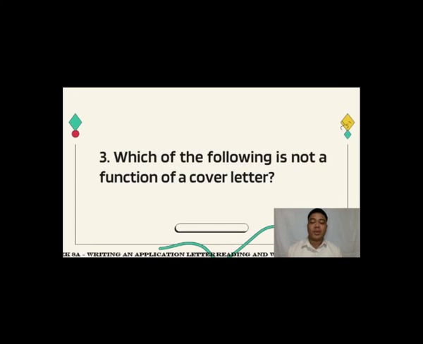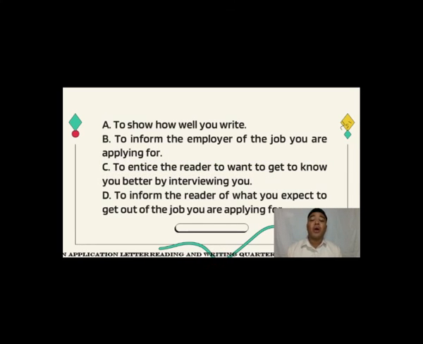Number 3. Which of the following is not a function of a cover letter? A. To show how well you write. B. To inform the employer of the job you are applying for. C. To entice the reader to want to get to know you better by interviewing you. D. To inform the reader of what you expect to get out of the job you are applying for.